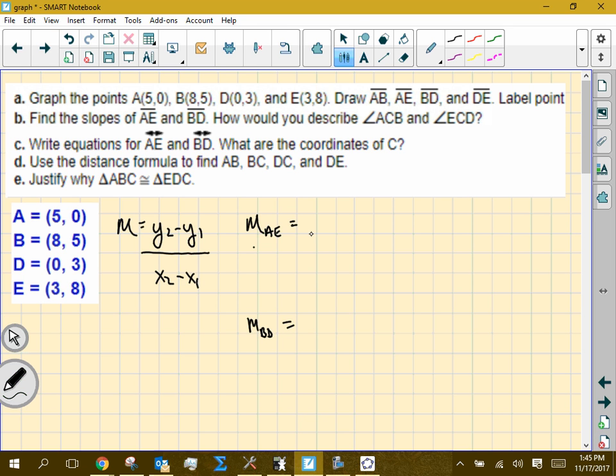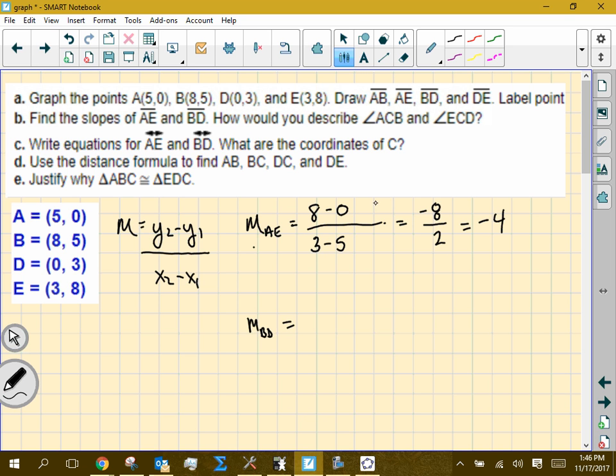So I'm going to use A and E. So the slope of A and E, I'm going to subtract my y's, 0 minus 8. And I'm going to subtract my x's in the same order, 5 minus 3. So it gives me negative 8 over 2, which reconfirms what GeoGebra was telling us, that we get negative 4. Now, what if I did it this way? What if I went 8 minus 0? Then what's the bottom got to be?